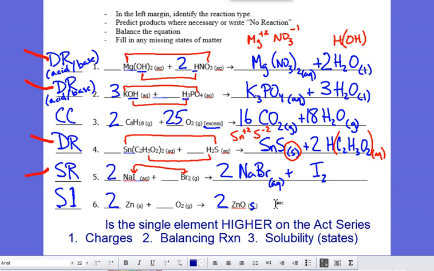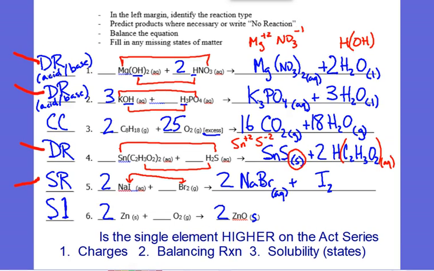So I check the activity series, and since bromine is higher than iodine on the activity series for nonmetals, it can replace that iodine. And when I replace it, I have to go through these same steps down here. I replace it, I look at the charges, I then balance the reaction, I then worry about the solubility or states.